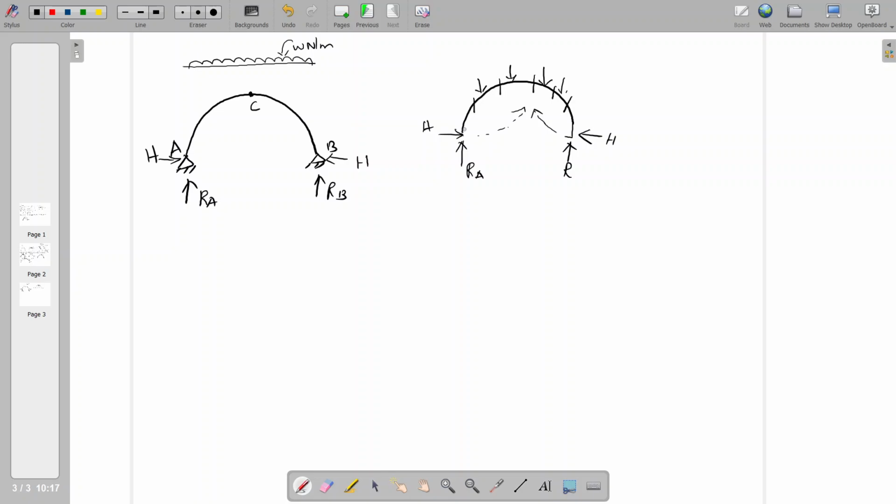Because if you are taking moment about any section, this perpendicular load will be rotating like this and the horizontal thrust will be rotating in the opposite direction. So the applied load will be resisted by the horizontal thrust. Okay, so this is called arch action. And other than this RA and H, we will have normal thrust and radial shear because of the curved element. We are calculating normal thrust and radial shear at the particular section.